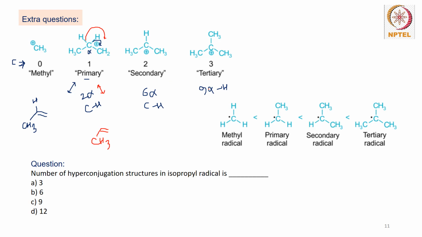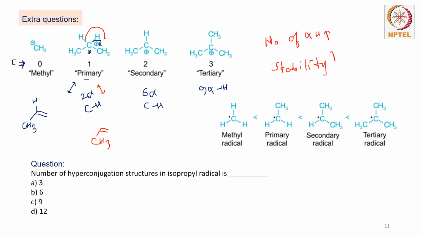It has 9. So if the number of alpha hydrogens increases, stability increases. More resonance means more stability, as I said earlier also. More resonance means more delocalization of electrons, so more stability.